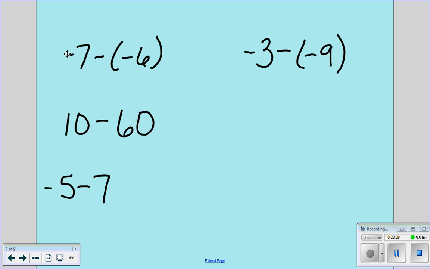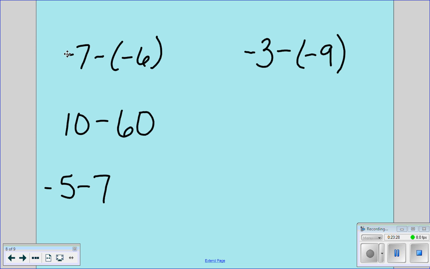Good? All right, let's talk about the first one. -7 minus a -6. Keeping the -7, changing the 2 signs. So it should look like -7 plus 6. And then what'd you get for an answer? Haley? -1. Nice work.